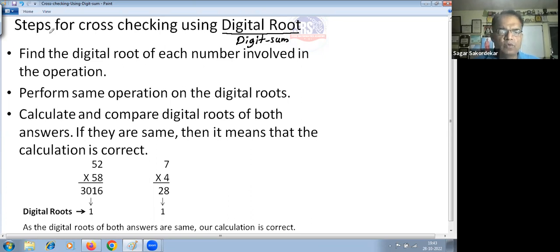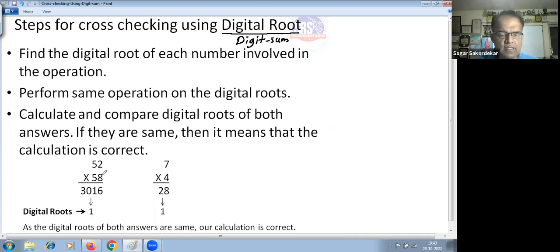Okay, now we'll just go through the steps. Find the digital root of each number. This is how to cross-check. If you've done some operation and you want to check whether that is correct, it is possible to check by using digit sum. So it is written here as digital root. Note that they are the same. Find the digital root of each number involved in the operation. Second step, perform the same operation on the digital roots. And then calculate and compare the digital roots of both answers. If they are the same, then it means that the calculation is correct.